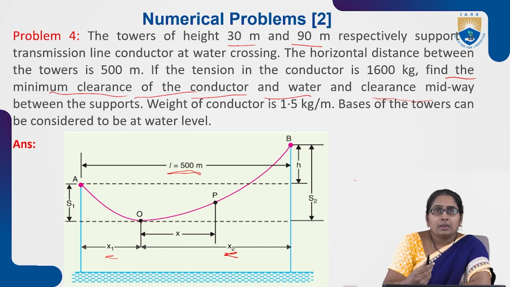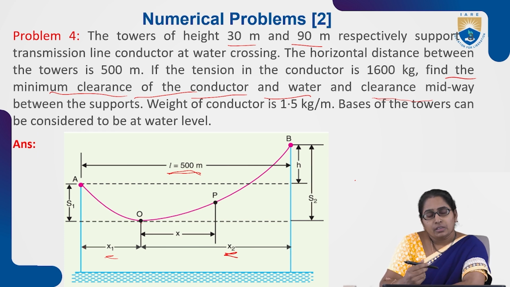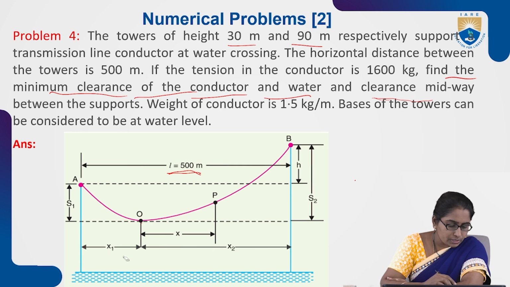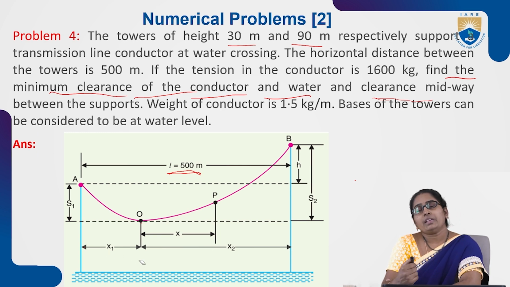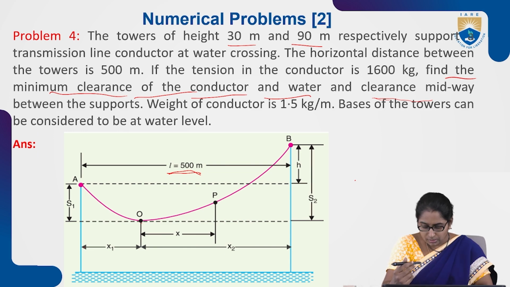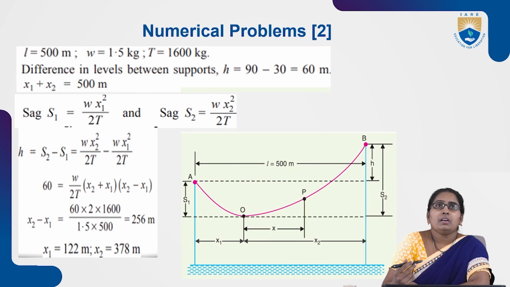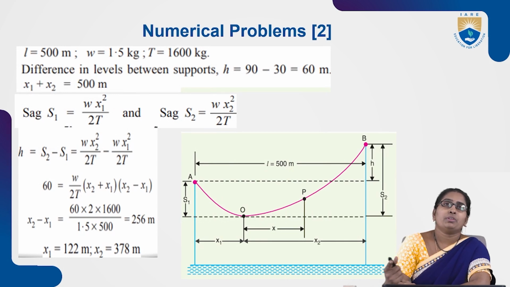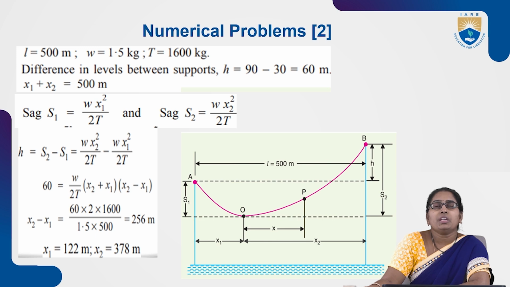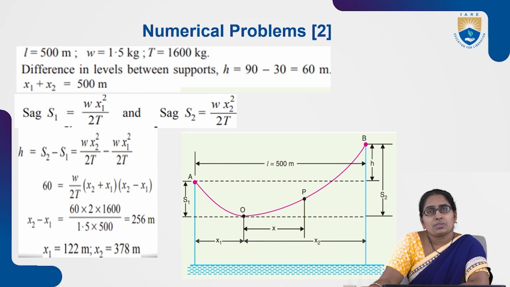Then we have the expressions for x1, x2. Then we can calculate S1, S2. So here, start solving. Given data: L is 500, W weight of the conductor is 1.5 kg, tension in the conductor is 1600 kg, difference in levels between supports, h, small h. That is nothing but the difference of the two heights, 90 minus 30, which gives 60.